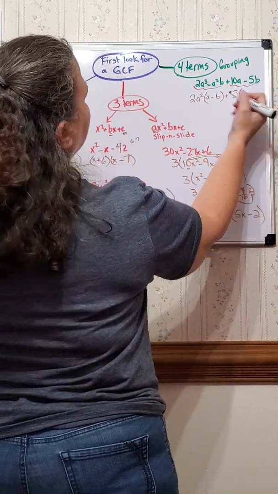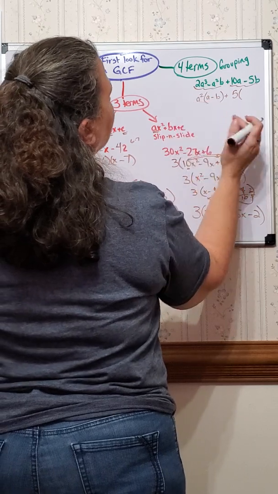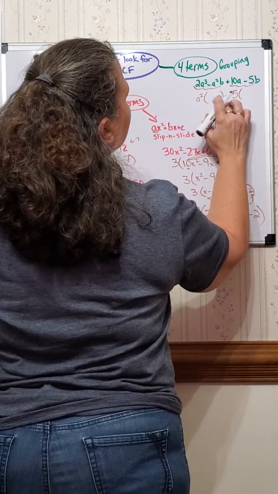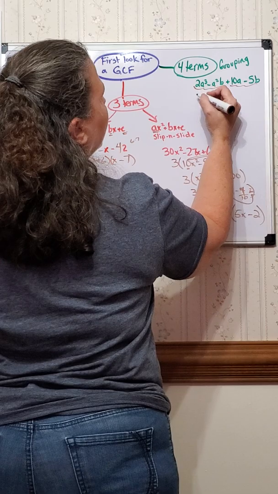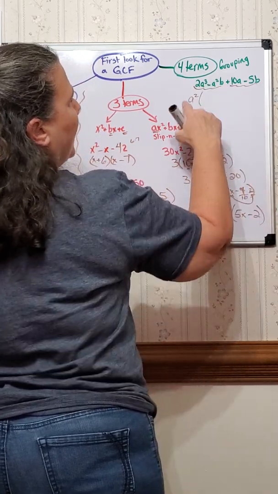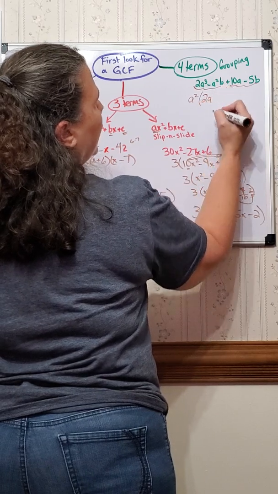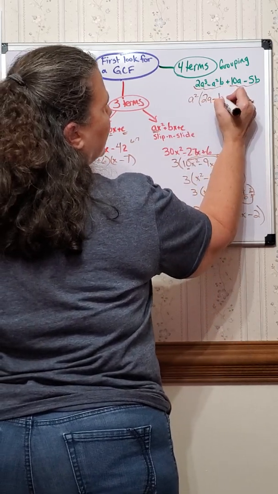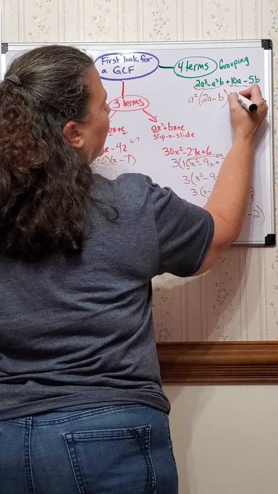Oh, what did I do? Oh, I can't pull a 2 out. I can only pull an a squared out. That's what I did wrong. So let's look at this again. All right, in this case, I can pull out an a squared. I can't pull out a 2a squared because there's no 2 over there. A squared, that's going to give me a 2a. If I pull out a squared there, it's going to give me a minus b.